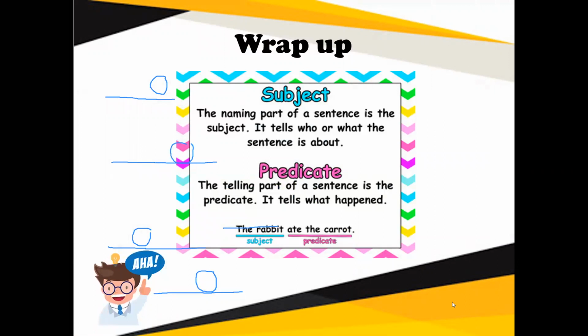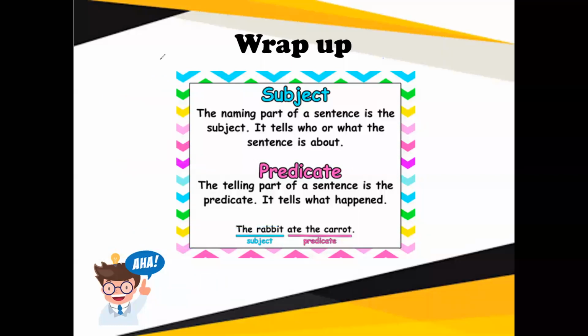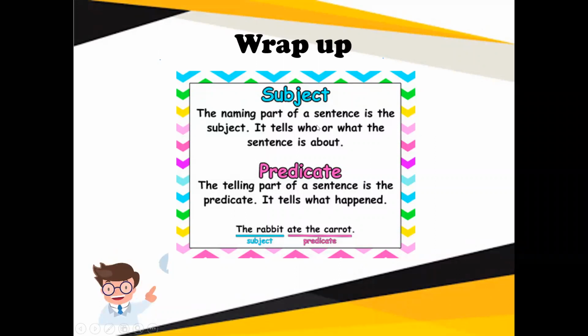Once again, please remember that a sentence is made up of subject and predicate. Subject is the naming part of a sentence and the predicate is the telling part of a sentence that gives more information about the subject.